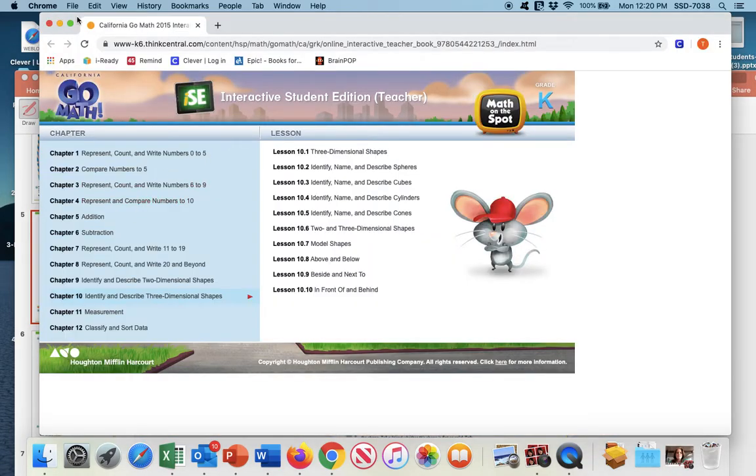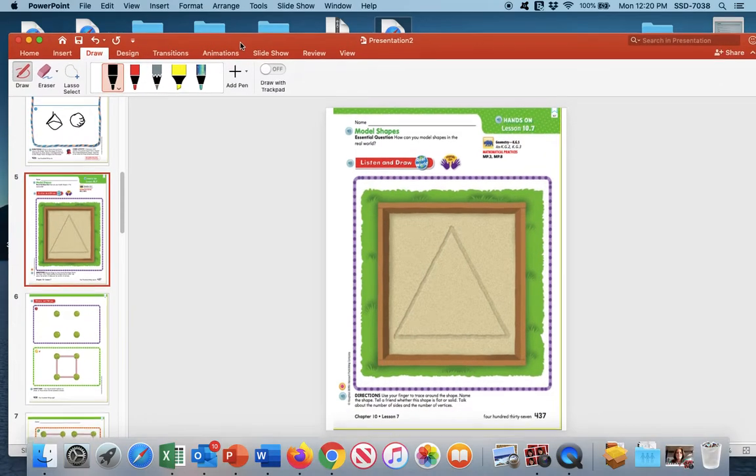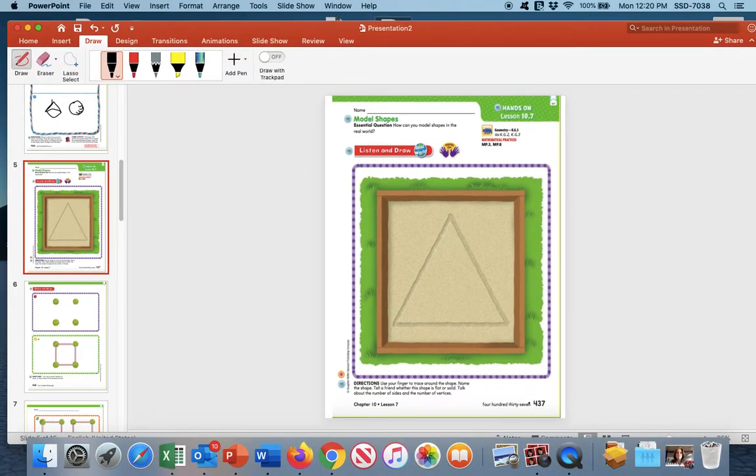All right, so we are moving on now to our math pages, and you should be on page 437. This is lesson 7 on modeling shapes. It says to use your finger to trace around the shape. So go ahead and do that now. Put your finger right up here at the top corner, and then just follow along with your finger. Come down, across, and then up.